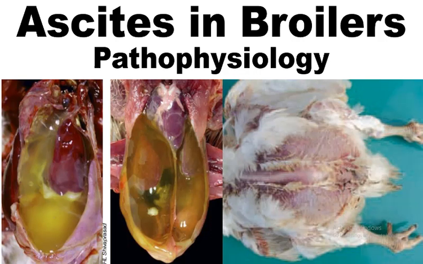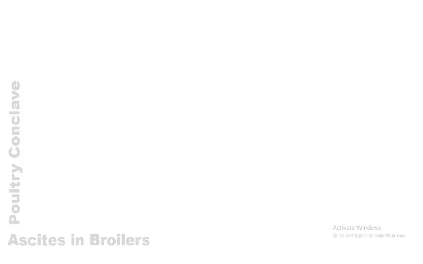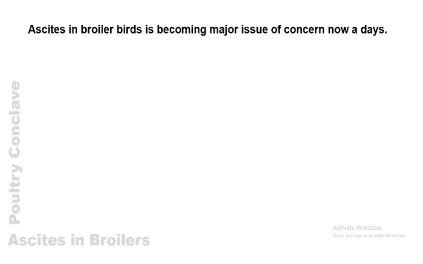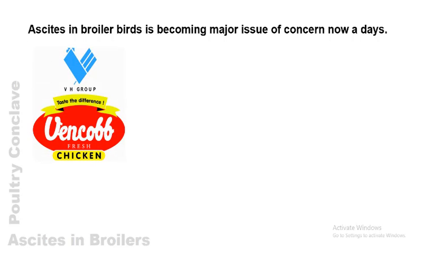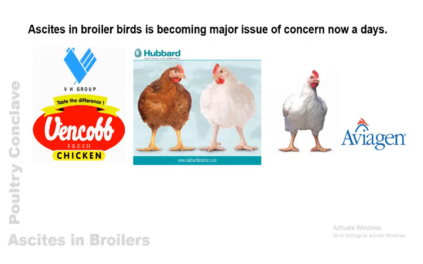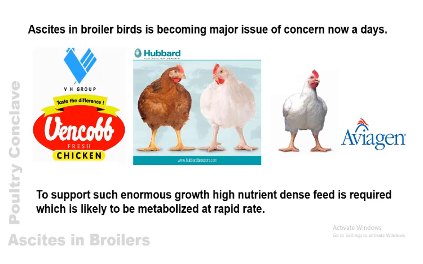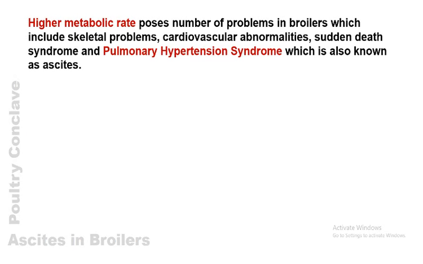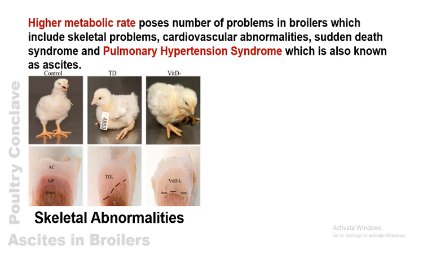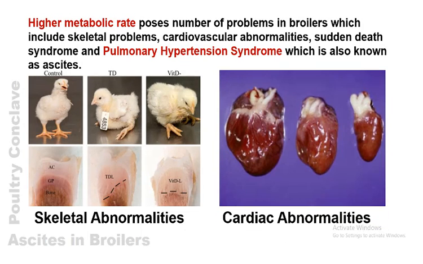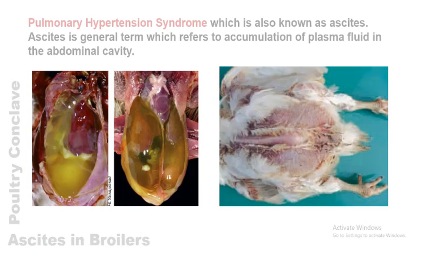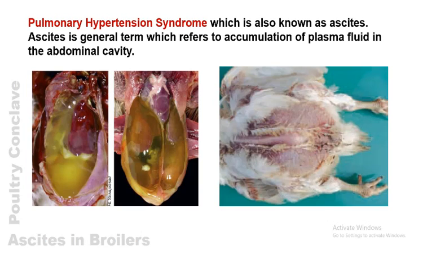Ascites in broiler birds is becoming a major issue of concern nowadays. New strains of broiler like COP 430Y, improved Hubbard, Ross and others have the potential to achieve 2 kg body weight in 32 days. To support such enormous growth, high nutrient dense feed is required, which is likely to be metabolized at rapid rate. Higher metabolic rate poses a number of problems in broiler, which include skeletal problems, cardiovascular abnormalities, sudden death syndrome, and especially pulmonary hypertension syndrome, which is also known as ascites.